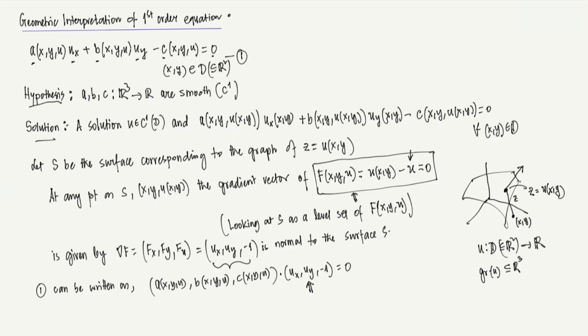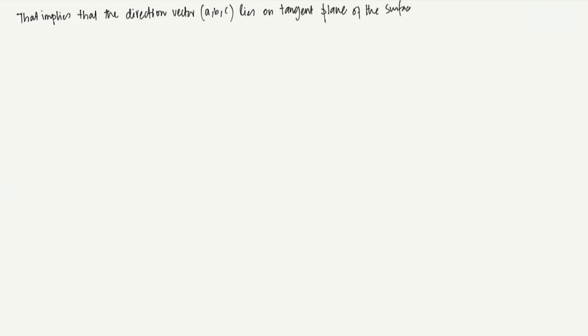Okay. So what is happening is u is a solution if and only if the direction vector, what is the direction vector here? A, B and C, right? The direction vector, which is A, B and C. I'm not writing that A, B and C are functions, but I'm just writing it like this. It lies on the tangent plane of the surface S.